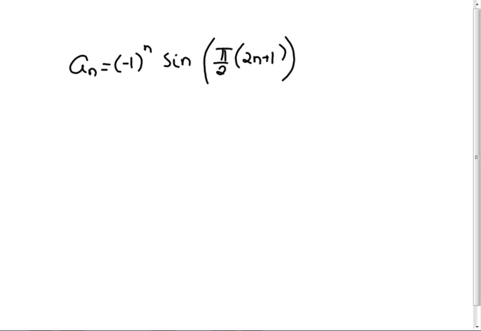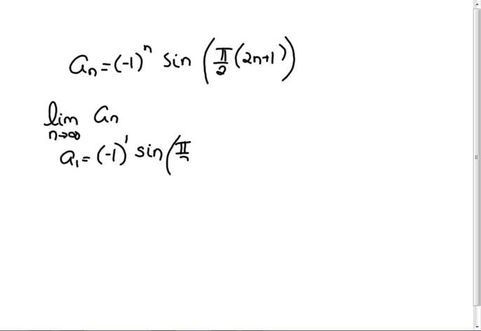Okay, James, what did you do with this problem? I would calculate. Well, why don't we write out some terms? What's A1? It is -1 to the first power times the sine of pi over 2 times 3. What's the sine of 3 pi over 2? -1. So this is -1 times -1, which is 1.